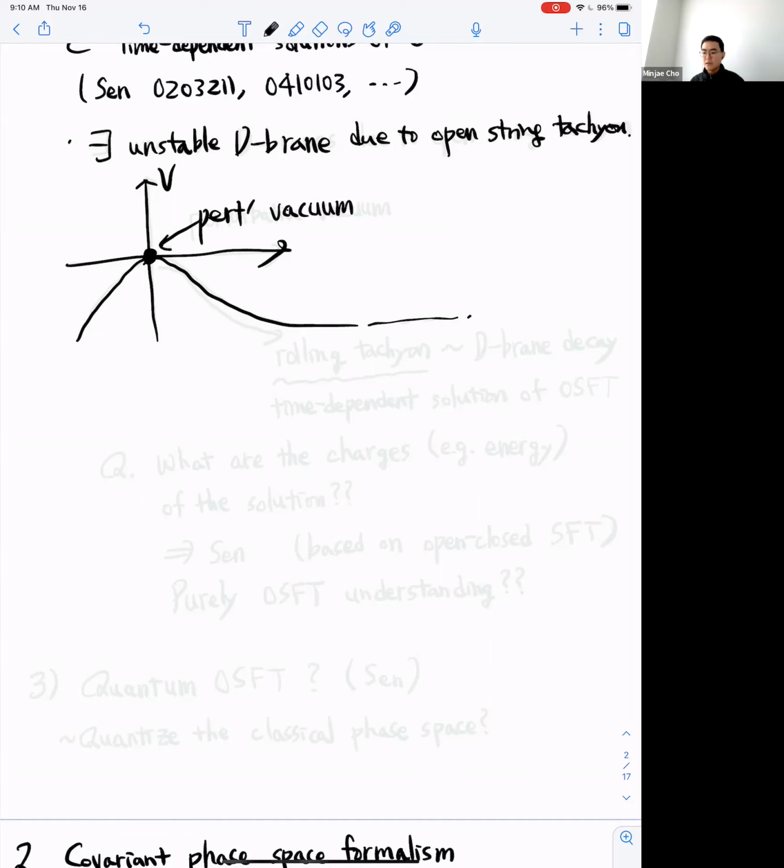Which represents the unstable D-brane itself. It's a static solution, but it's unstable. So now, if you look at this just like the usual ordinary classical mechanical system, a natural question is, okay, what happens if you just slightly hit it or place it a bit towards this side? Then we expect that it's going to roll down.